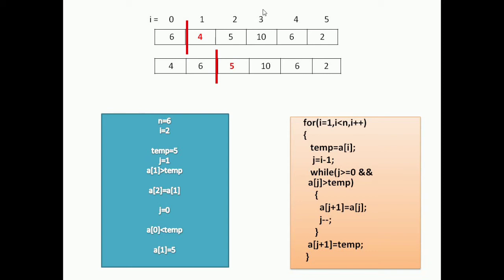Here's the code for reference, and let's see. So we know that n is equal to 6, and we start the loop for i equal to 2 because i is less than n, i is 2 and n is 6. So now our temp is equal to a of i, which means temp is equal to a of 2, which is 5. You have to look at the second array right now, not the first one, because the first step has already been done. Now next is j is equal to i minus 1, which is j is equal to 2 minus 1, so j is equal to 1.